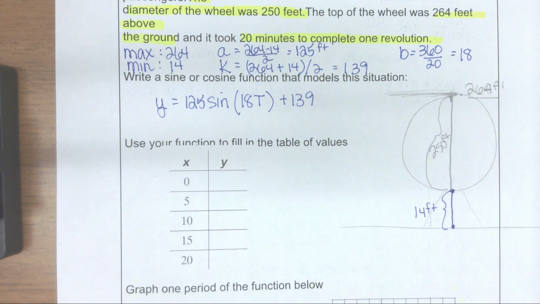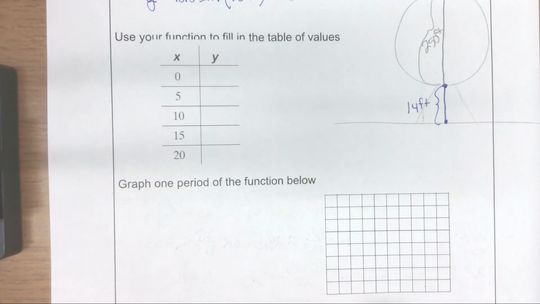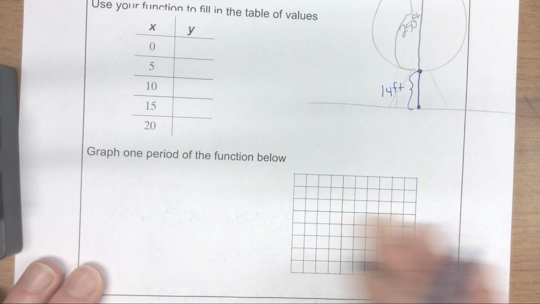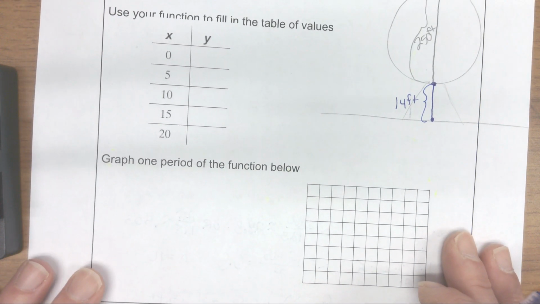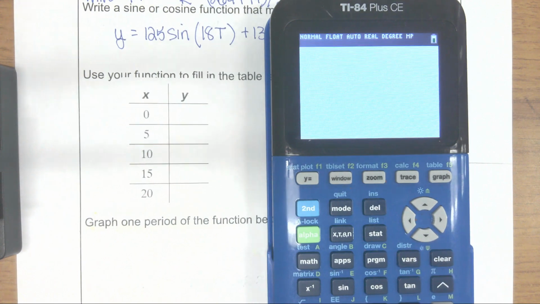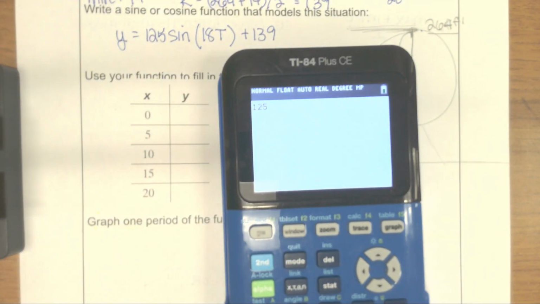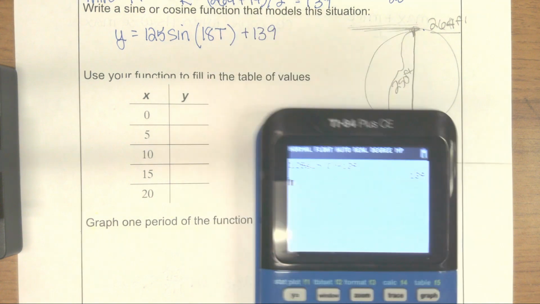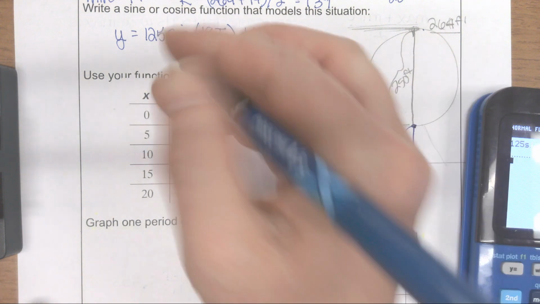Okay, now if I chose to do this, you can go ahead and use your calculator to find a table of values and graph. But here's the deal, guys. Learning what we learned yesterday, do you really need a table of values to sketch a graph? You shouldn't, okay? Because we know what the max and min is. But let's plug some points in. If I did sine of 18 times 0, that would be 0 plus 139. The very first is 139, which is halfway between the max and min.